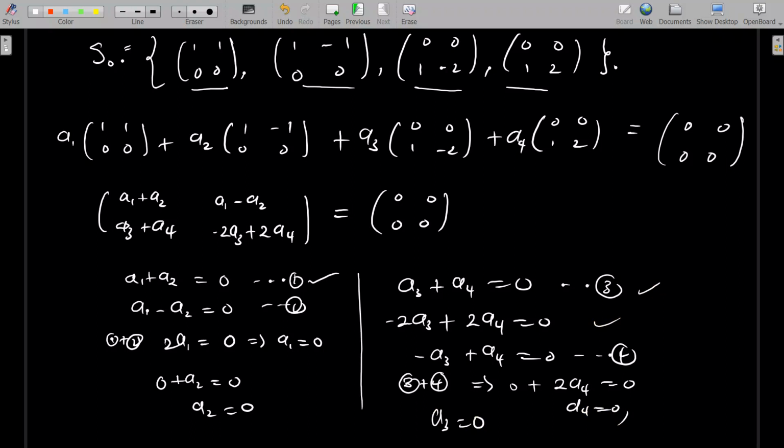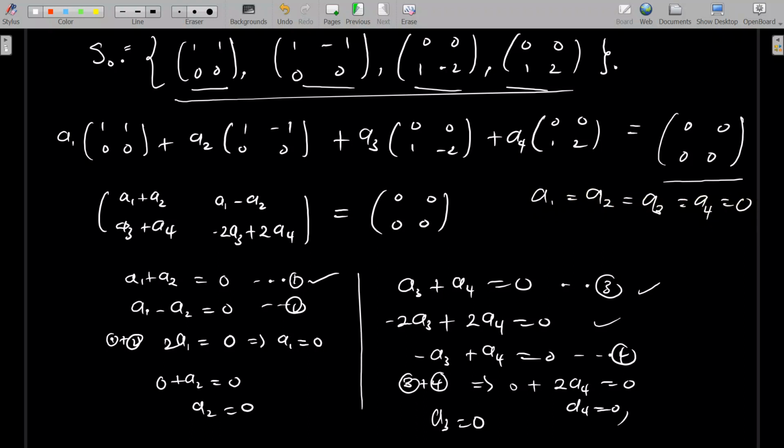So what this whole thing is telling us is that the linear combination of the set S naught gives the 0 vector only if all the coefficients we pick are equal to 0. And that implies that we have a linearly independent set. Okay, so yes, the first part is shown: the set S naught is linearly independent.